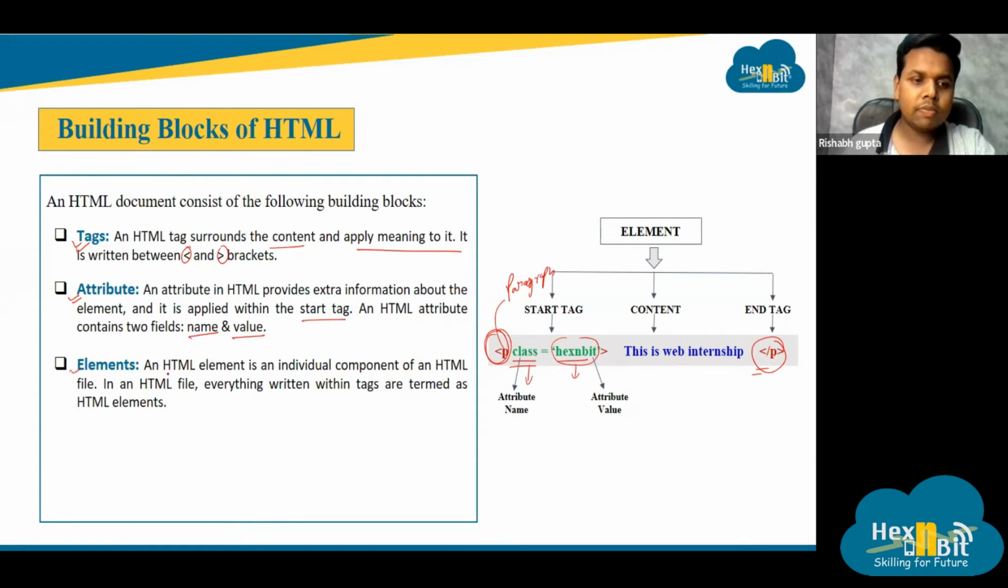The third one is elements. So an HTML element is an individual component of an HTML file. Okay, suppose you have an HTML file. So in this HTML file, you have so many elements, right? So this complete structure, like these tags, this content, and this attribute, all this is called an element, right? Everything which is written inside the tags is termed an element. Okay. So these are the basic things you should know about: what are tags, what are attributes, and what is called an element, right?